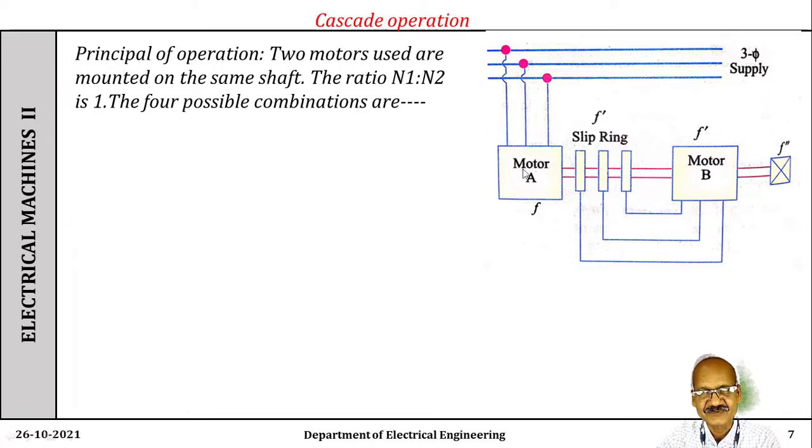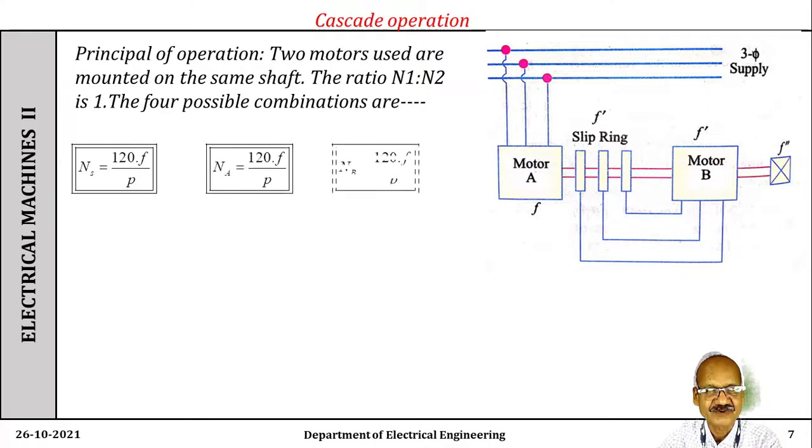Now when the motor is fed by the three-phase supply from the grid, whatever the EMF generated in the slip ring will be nearly equal to the supply voltage. That is the back EMF generated. And the same is fed to the motor B. Now such a combination can be operated in 4 combinations separately. There are 4 combinations possible.